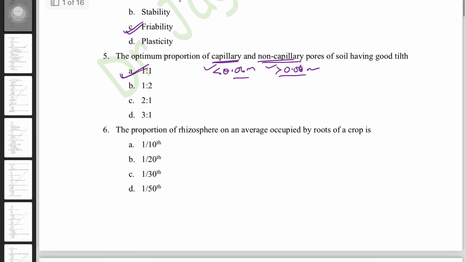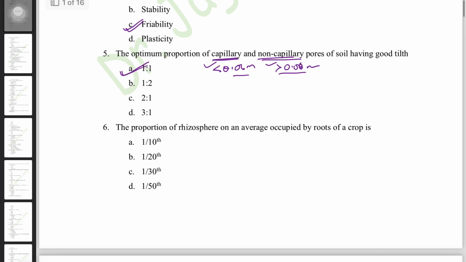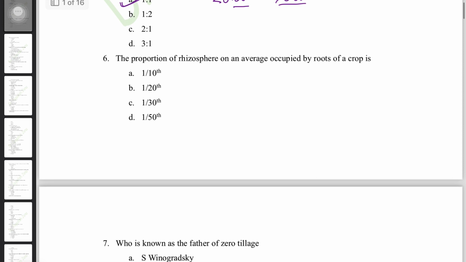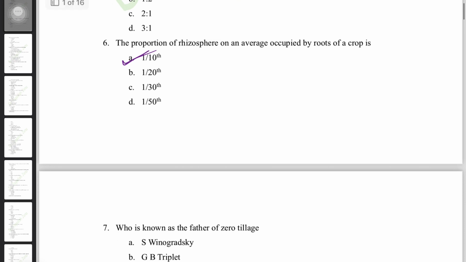Then the proportion of rhizosphere on an average occupied by roots of crop is. So how much volume of the rhizosphere is taken up by root? That is 1/10 of the soil or rhizosphere that is taken up by the root system.